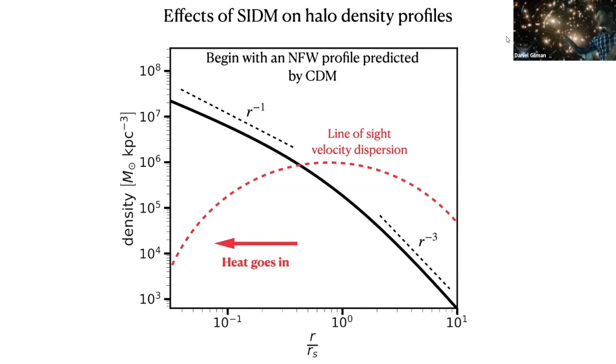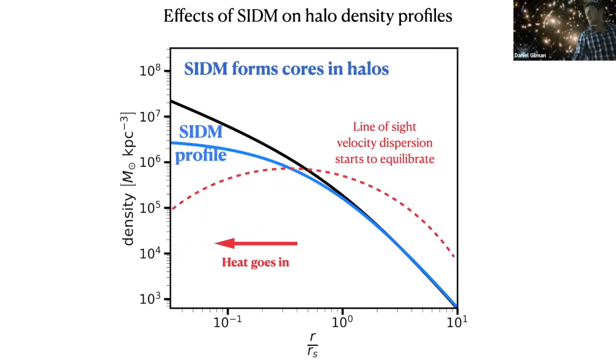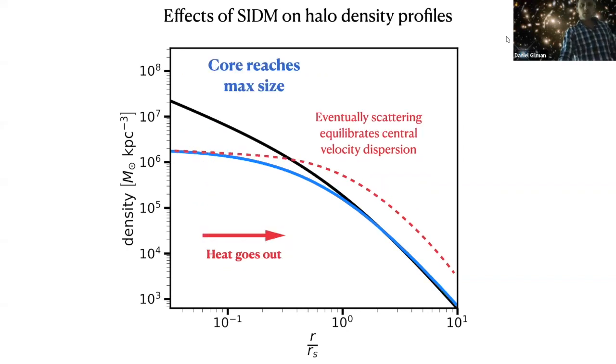And so first, heat will flow towards the center. As this happens, you start to flatten the central cusp of the cold dark matter halo. So you start forming a core. This is, to date, basically the telltale smoking gun of self-interacting dark matter: if you find cores in halos. This process will go on for a pretty long time. Eventually, the core will reach its maximum size. You see the velocity dispersion in this case is basically flat towards the center.